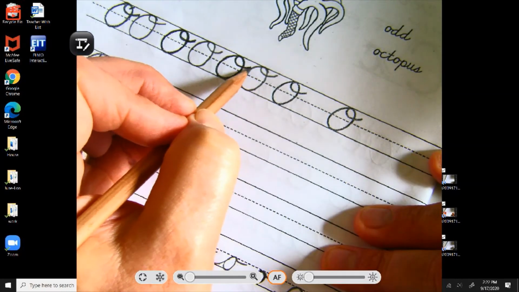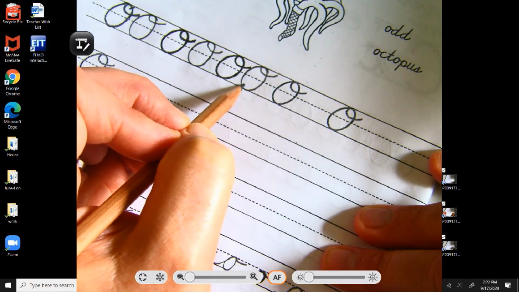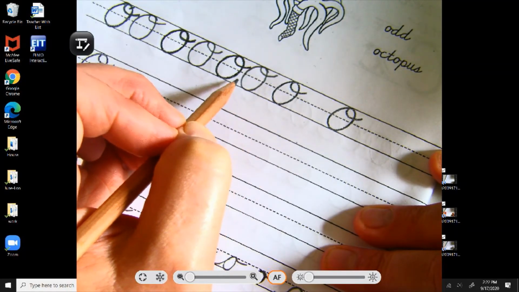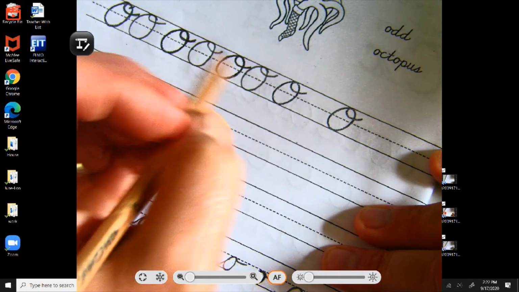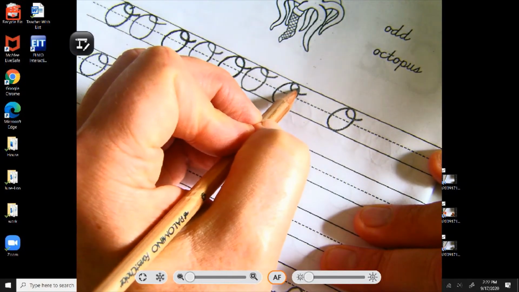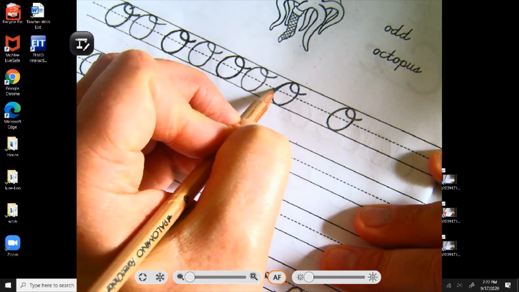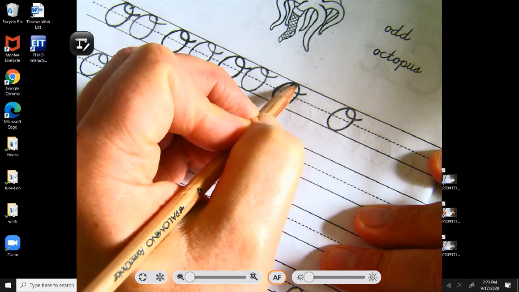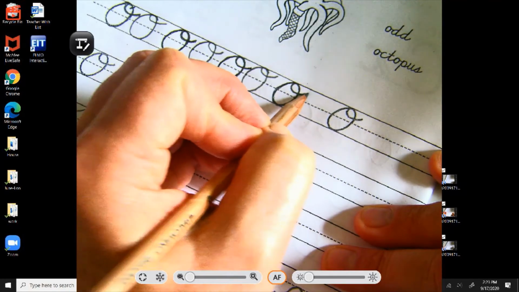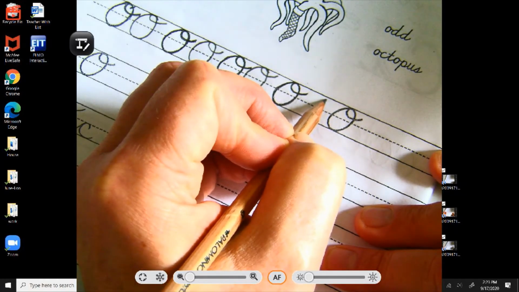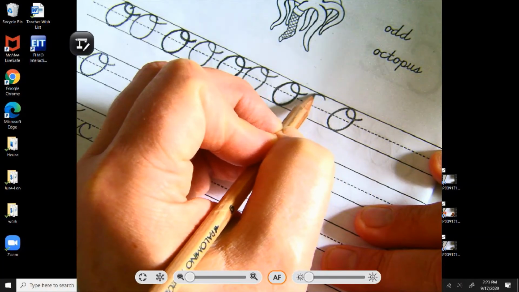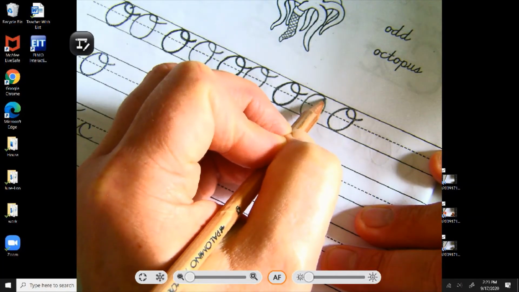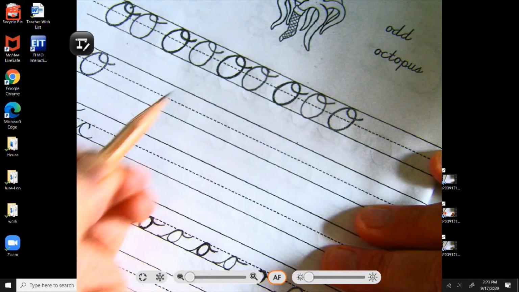Notice I'm getting a good curve on this side and on this side, right? It's not a straight line up or down on either side, right? We're making an O. Tracing, starting past the top line, curving around, baseline, closing the loop, wisp of hair. Starting just past the top line, curving around, baseline, closing the loop, wisp of hair.